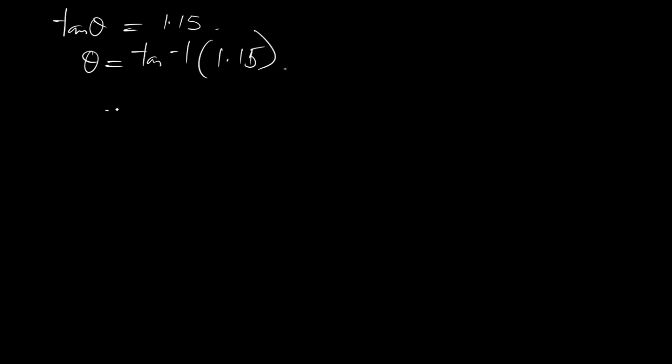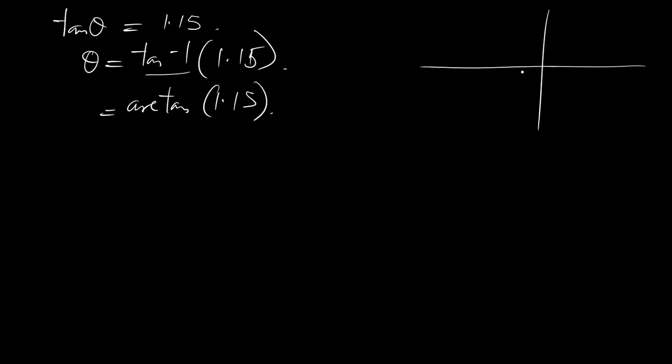Now let's begin. So let's say we have tan theta equal to 1.15. Now we are asked to find theta. So theta will now be equal to the inverse tan of 1.15, or this inverse tan can also be written as arc tan 1.15. Now let's look at the quadrant.